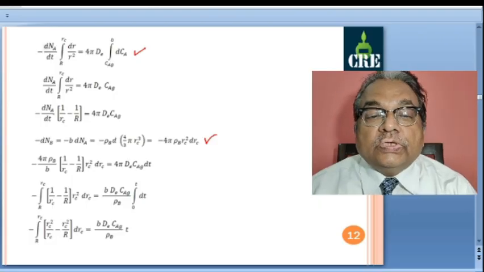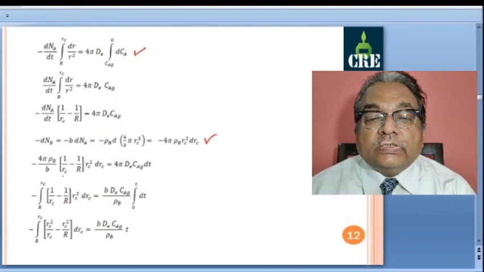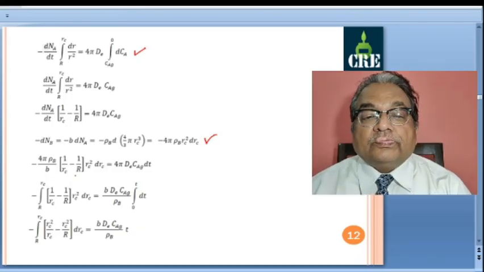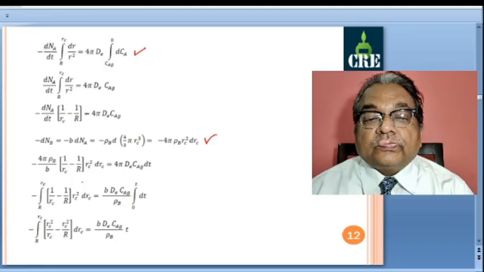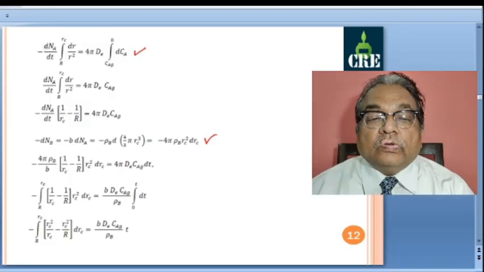So this dNA we are replacing in this equation, minus 4 pi rho B rc square drc, and this b is taken in the denominator. On the right hand side, we have transferred dt to the other side, so 4 pi dE CAG dt. We have separated the variables, now we will integrate. Integral dt between limits 0 to t, and here integral drc between the limits r to rc. At time t is equal to 0, r is capital R, and at time t is equal to t, r is this rc, that is the radius of the core.